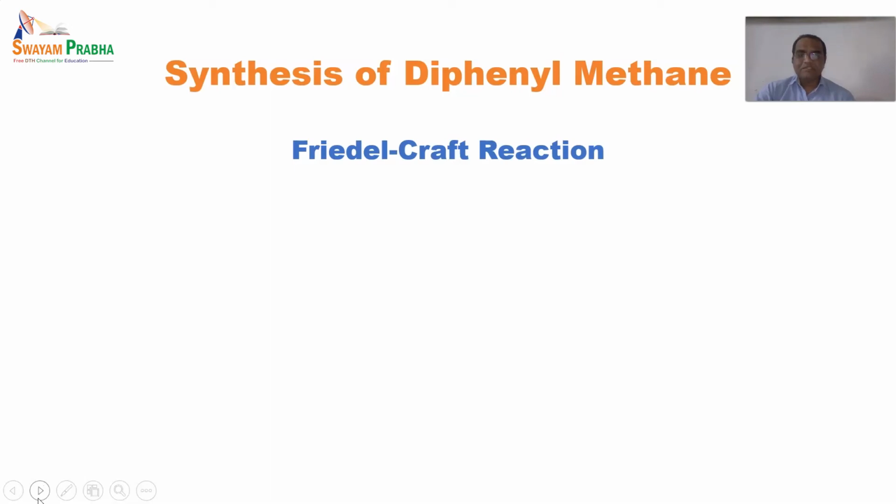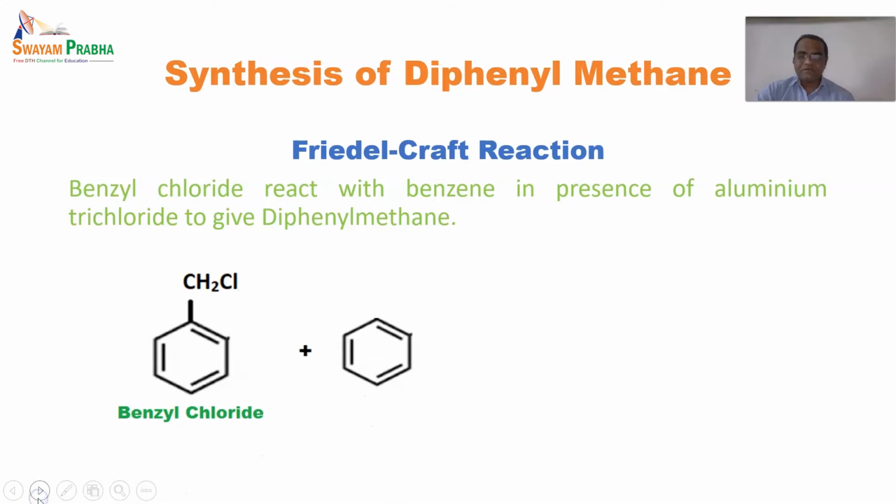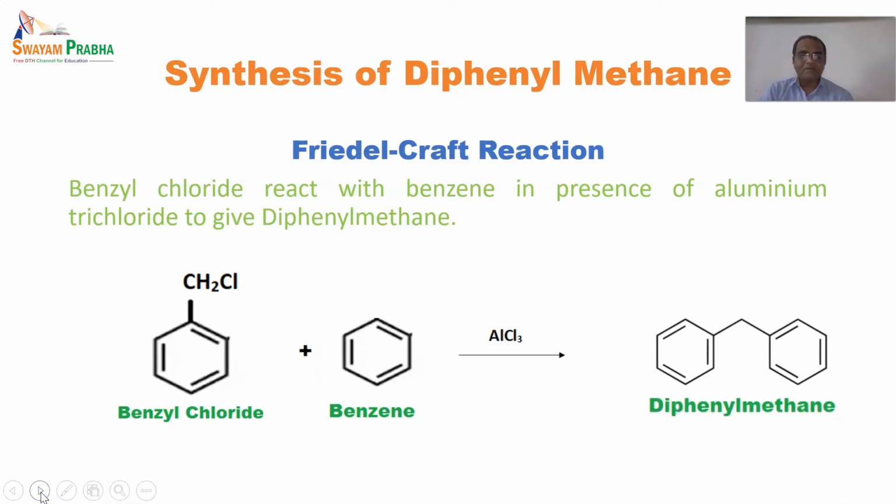Diphenyl methane is synthesized by Friedel-Crafts reaction: benzyl chloride and benzene in the presence of aluminum trichloride give diphenyl methane. So this is the structure of benzyl chloride. When it is referred to as benzyl, it has a CH2 in front. If it is limited to only the ring having one bond, it is said to be a phenyl ring, and when it has a CH2 in front, it is said to be benzyl, and now it becomes benzyl chloride. And when it reacts with benzene and aluminum trichloride, it forms diphenyl methane.